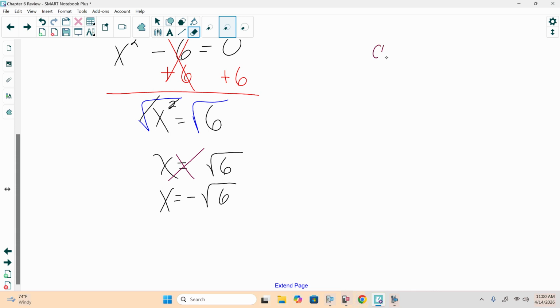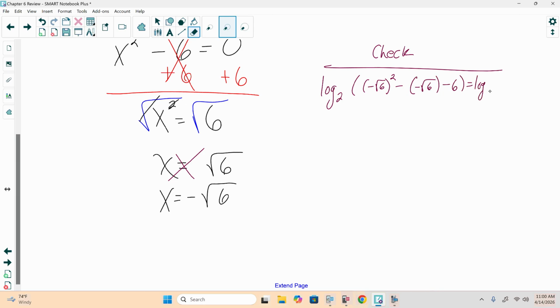I'm going to erase this here and I'm going to check again. And this time I'm going to check with the negative case. We're going to have log base 2 of negative square root of 6 squared minus negative square root of 6 minus 6 is equal to log base 2 of negative square root of 6. Now we feel like if the positive case didn't work, there's a good chance the negative case will not work either.